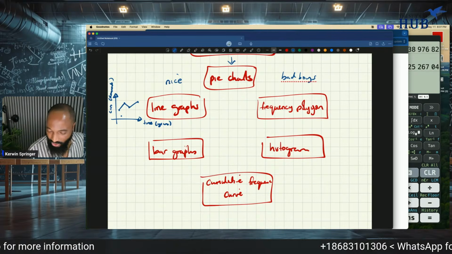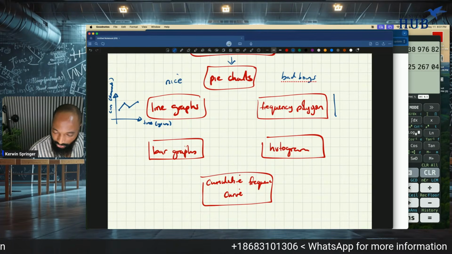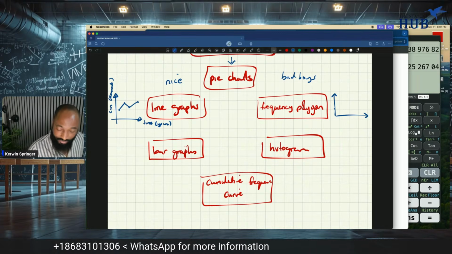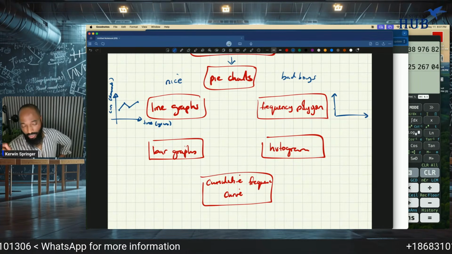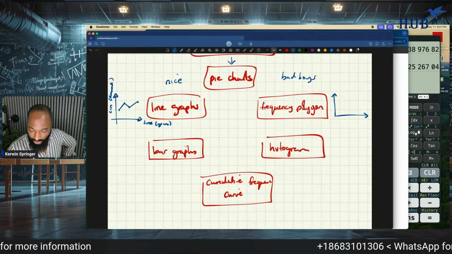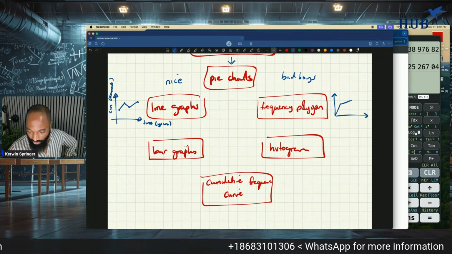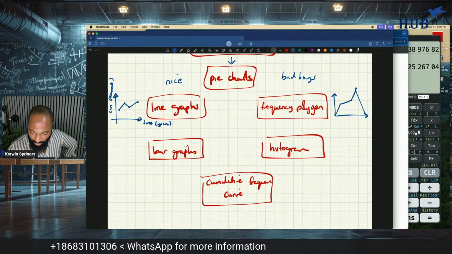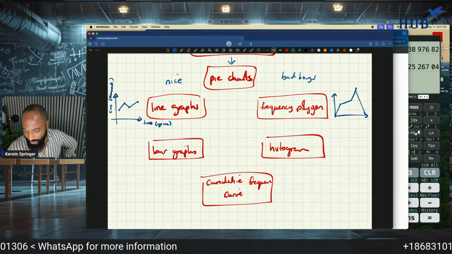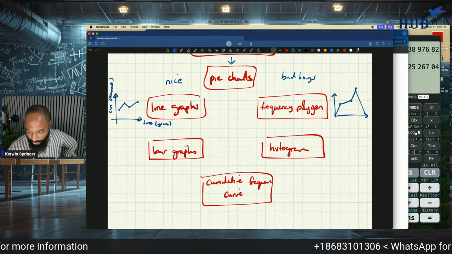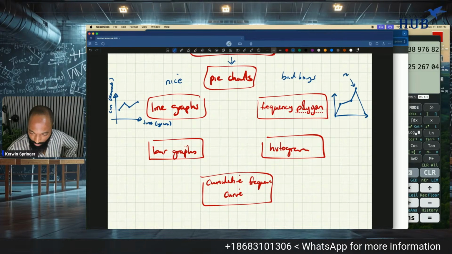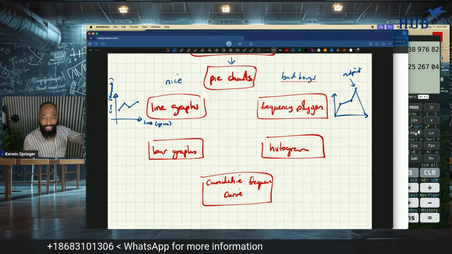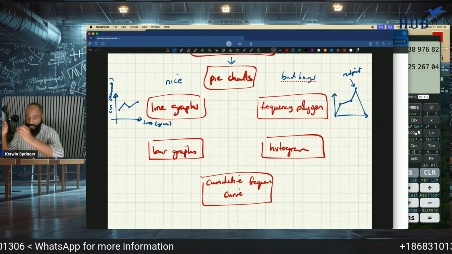Frequency polygon, this is rare. This is the most rare out of all of them right now, but it's easy. Frequency polygon is similar to line graph, but it's done using the midpoint, and we'll talk about midpoint just now. It's done using the midpoint of class boundaries, and ideally they're supposed to close down, so they come down to 0 on both ends. So that's the frequency polygon, similar to the line graph in that it's plotted using midpoint.